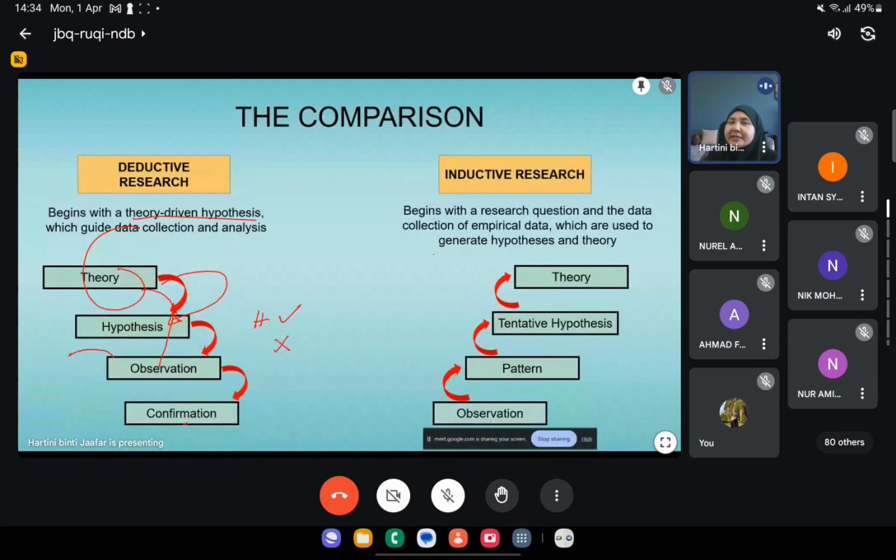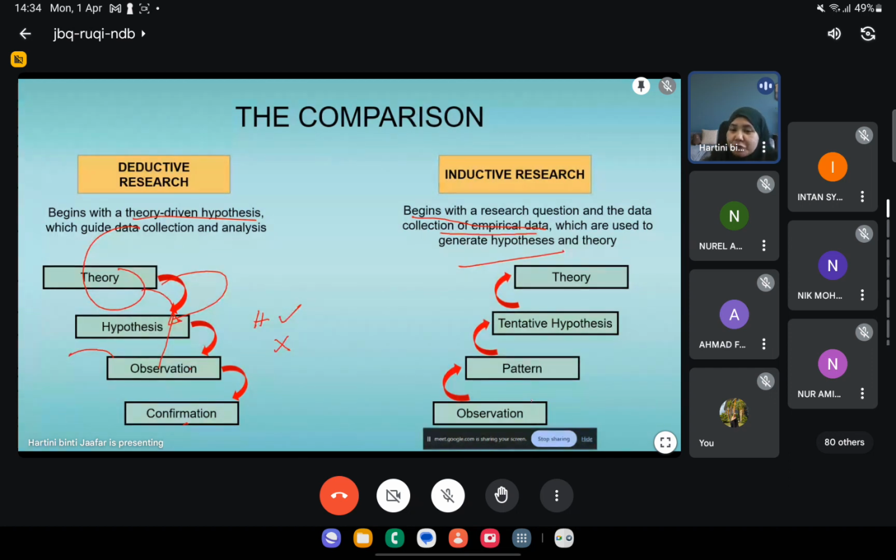Whereas for inductive research, you yourself want to build the theory or you yourself want to propose the theory. So you begin with a research question, okay, and the data collection of empirical data. Okay, sorry ya, bersepon ya. And then this data is then tested to generate hypothesis and theory. So it works the other way around.